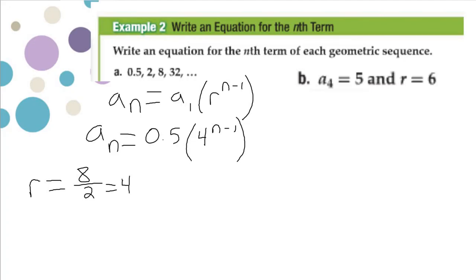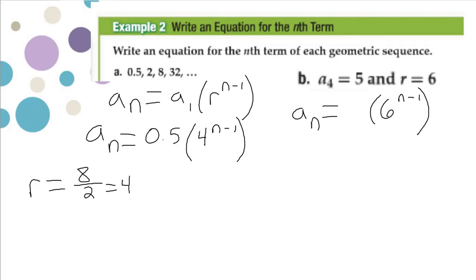Now in our next one they just give us r, so that's nice. What's the problem though? We don't know a sub 1. Okay, so what can I do? Do they give us anything else? What do they give us? The 4th term. The fourth term, okay.